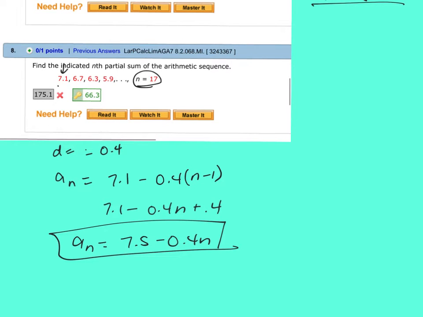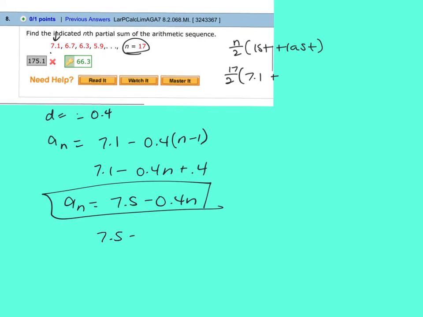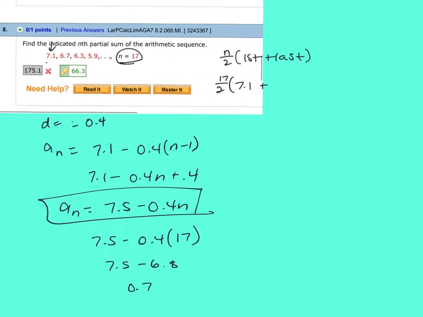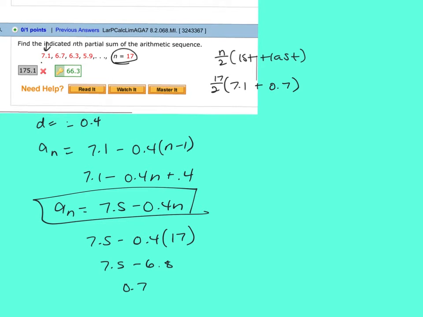So I have the number of terms over 2 times first plus last. The number of terms is 17. The first term is 7.1. I have to figure out what the 17th term is. So I take 7.5 minus 0.4 times 17. 7.5 minus 6.8, which is 0.7. And then I get 8.5 times 7.8, 66.3.